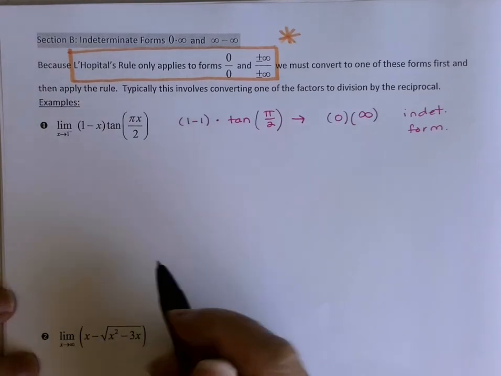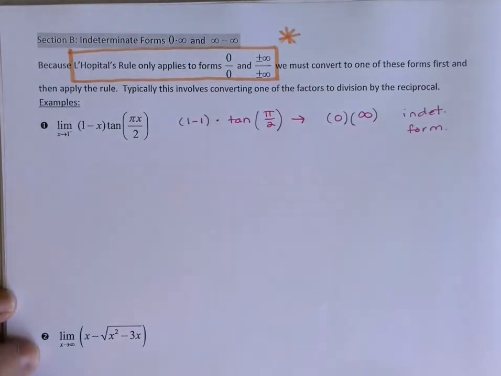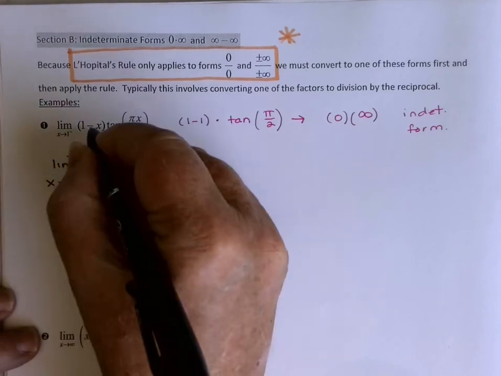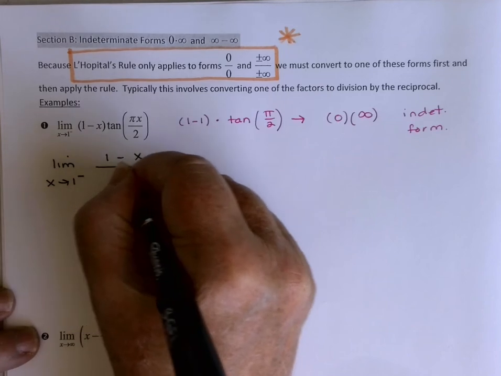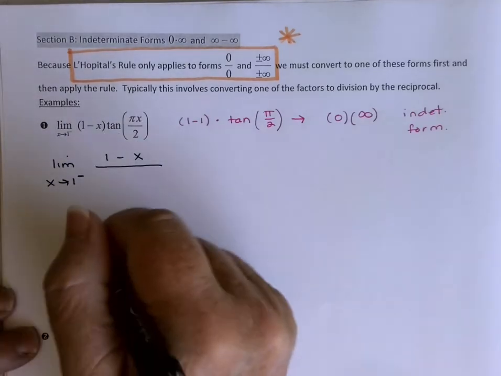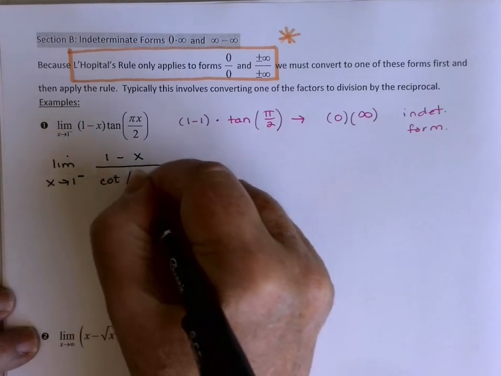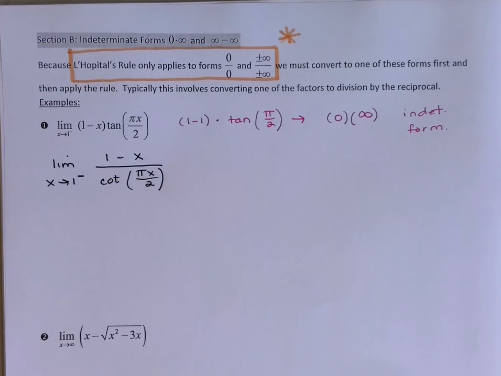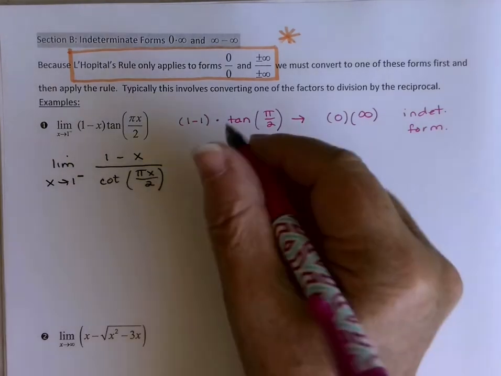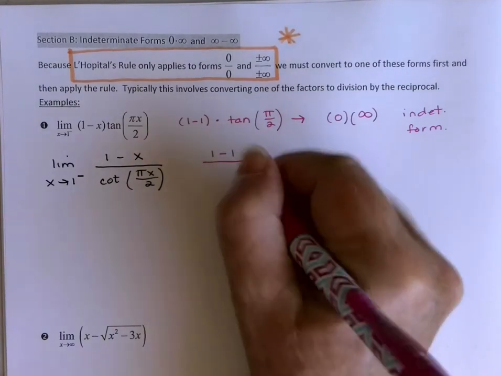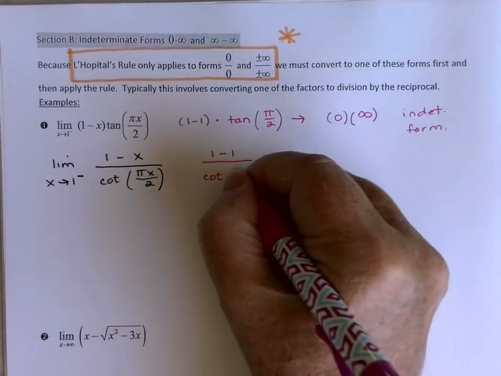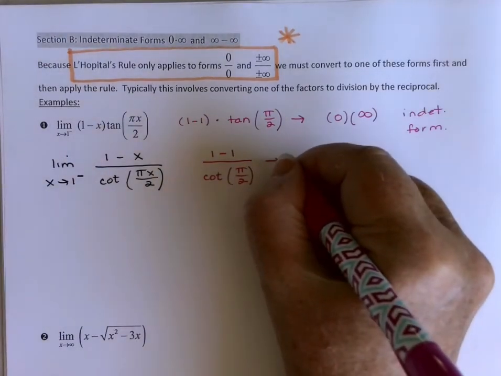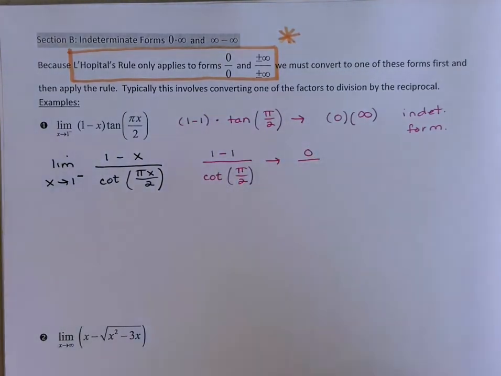In order to do L'Hopital's rule, I have to have a quotient. I have to have something top and bottom. So I'm going to start here by rewriting. And I'm going to leave the 1 minus x on top. And if I put the tangent on the bottom, the reciprocal would be cotangent. Now what happens if I try and plug in the 1? Well, the top is 1 minus 1, and the bottom is the cotangent of pi over 2. Numerator is 0, that's a good start.